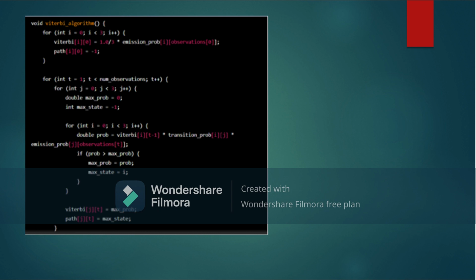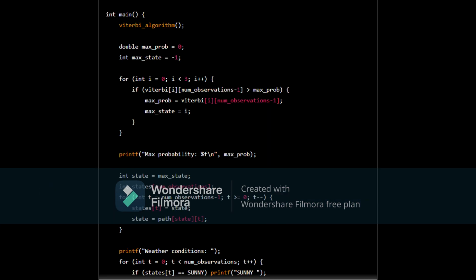Once the Viterbi matrix is fully populated, the algorithm traces back the path matrix to find the most likely sequence of states. The main function finds the final state with the highest probability and traces back the path to determine the most likely sequence of weather conditions given the observations, and it prints it.